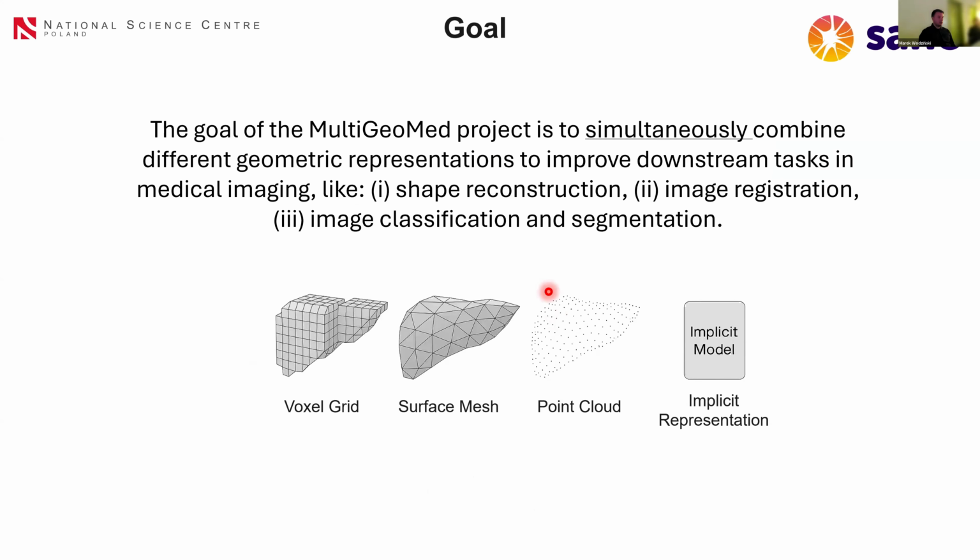So, the goal of the project is to unify at the same time, simultaneously, several different geometric representations. Currently, in medical imaging, usually we use one chosen representation at a time. For example, voxel grid for segmentation, point clouds for shape reconstruction, sometimes implicit models for neural rendering, and many other applications. However, there are quite few works using several different representations simultaneously to utilize the strong sides of each of them and also to discard the limitations.